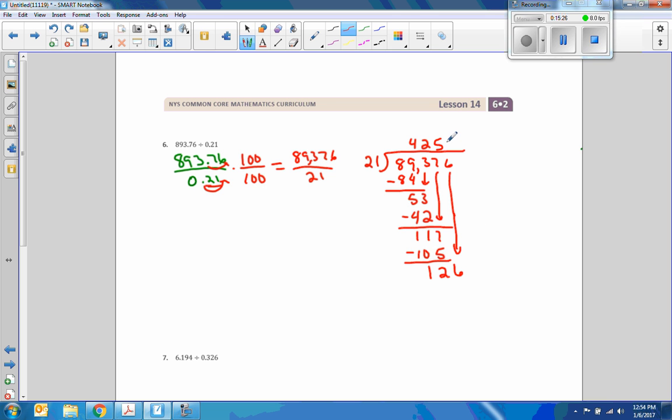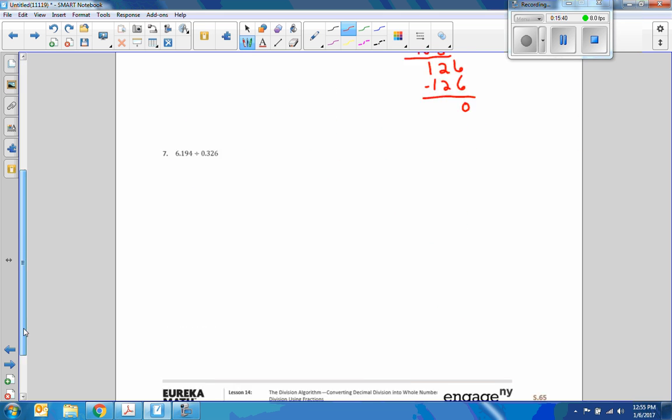2 will go into 12 6 times. 6 times 1 is 6. 6 times 2, 12. Subtract. We do get 0 remainder. So our answer is 4,256.